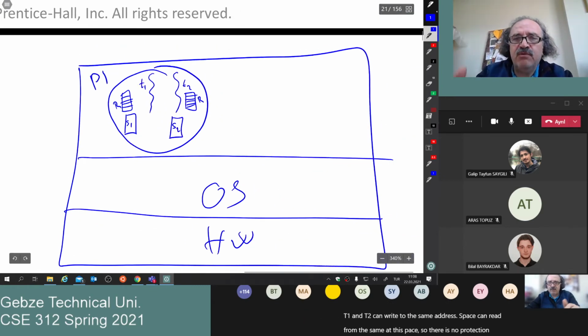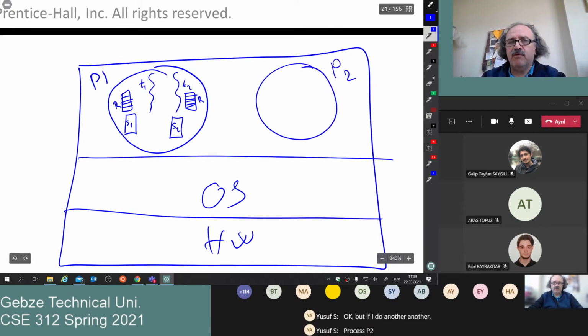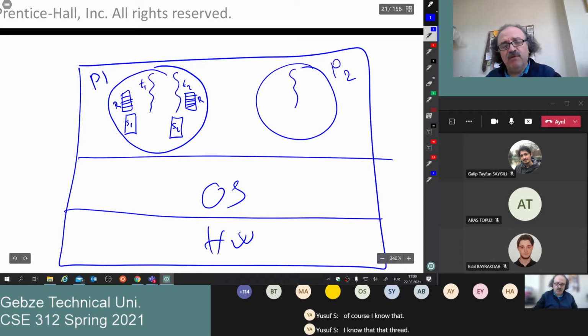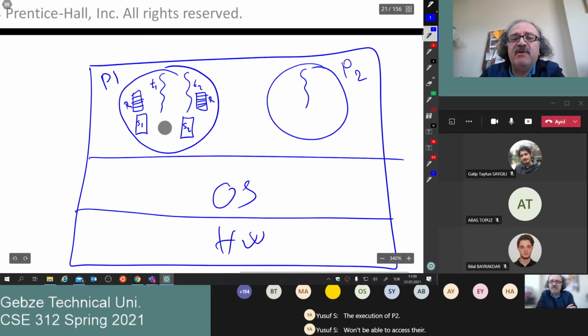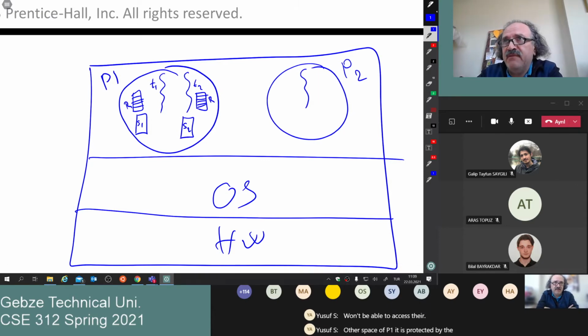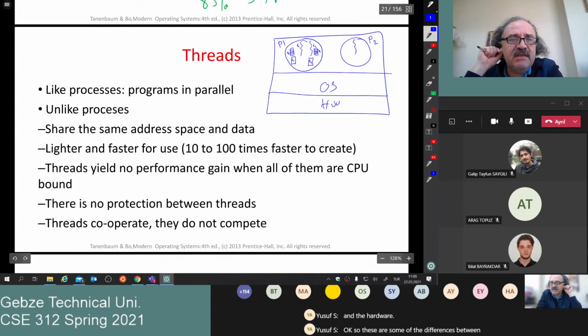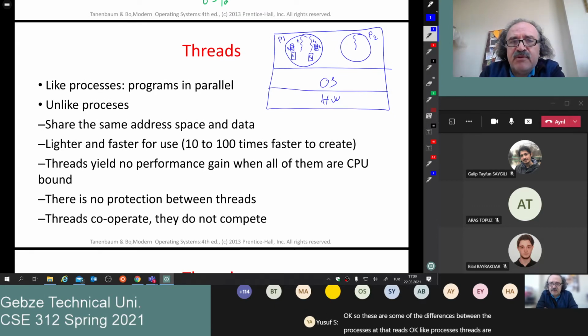But if I do another process P2, of course I know that the execution of P2 won't be able to access the address space of P1. It is protected by the operating system and the hardware. So these are some of the differences between processes and threads. Like processes, threads are programs in parallel, but unlike processes, threads share the same address space and data. So they are free to use each other's data.